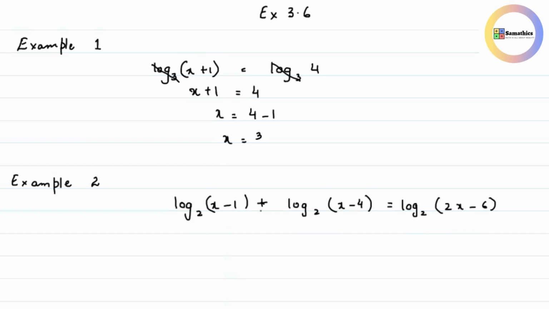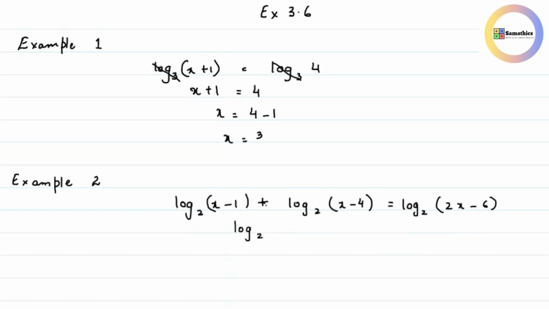Now here we have a plus sign. Whenever there is a plus sign, you have to write it as a single log, then only you can cancel out the log. So as there is a plus sign, it will be changed to multiplication. These two will be multiplied according to the product law. We have log 2 of 2x minus 6. Now we can cancel out this log 2 and this log 2. So we have here x minus 1, x minus 4, and 2x minus 6.